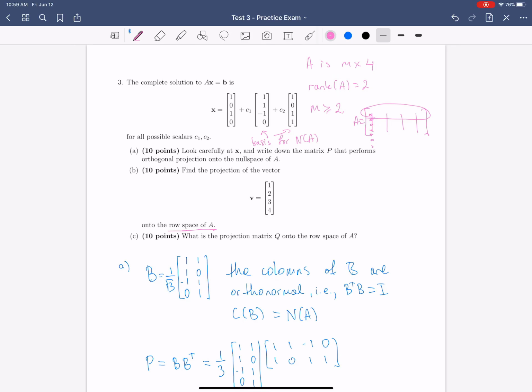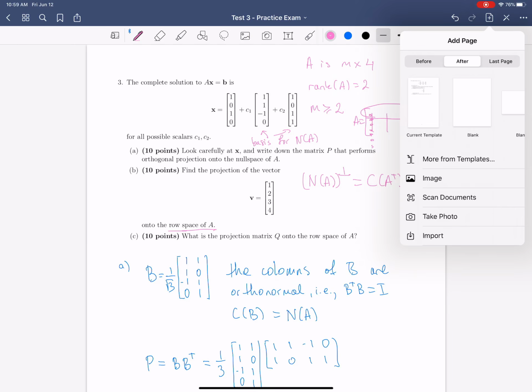Well, this is where we want to use the fundamental theorem of linear algebra part 2, namely the fact that the null space of A is the orthogonal complement of the row space of A. So actually, if I have the null space, I do have the row space. I'm going to need another page here. So we remind ourselves of the picture of the row space and the null space. So here's the row space of the matrix.